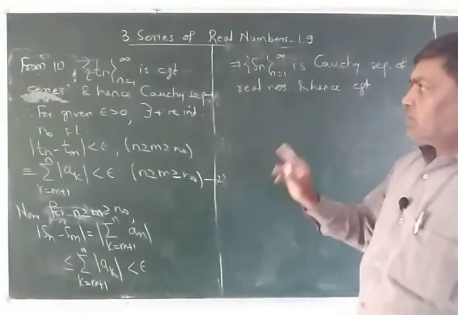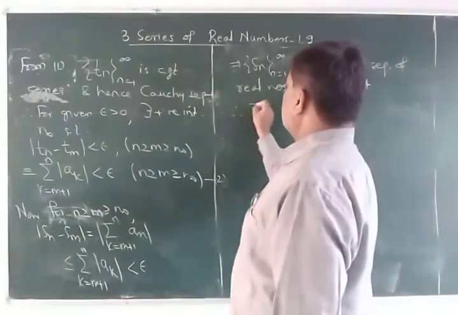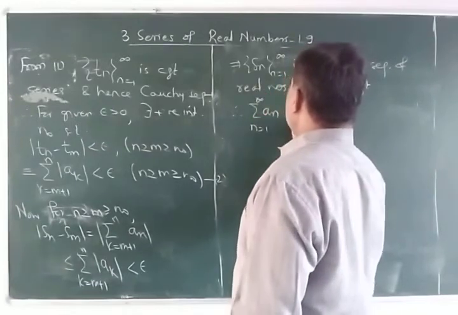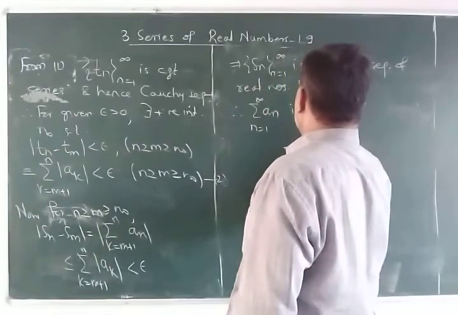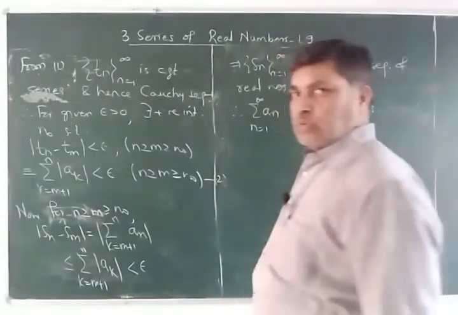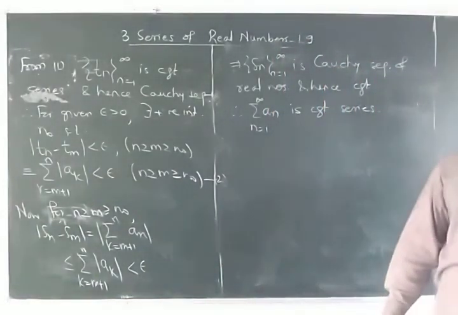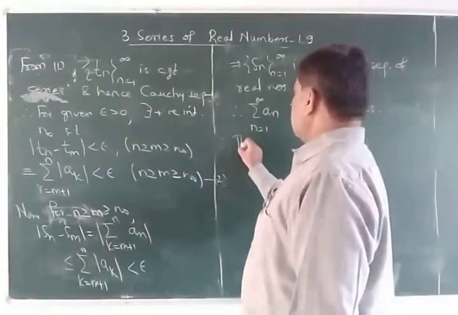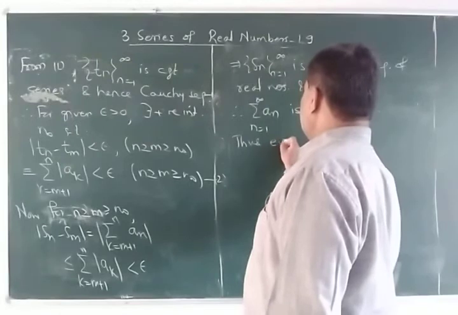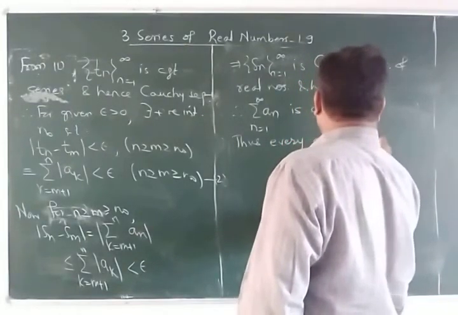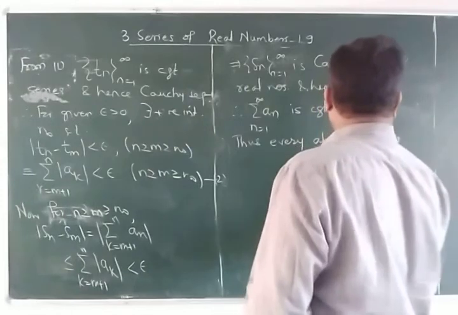Therefore, summation of a_n is a convergent series. Okay. So thus every absolutely convergent series is convergent.